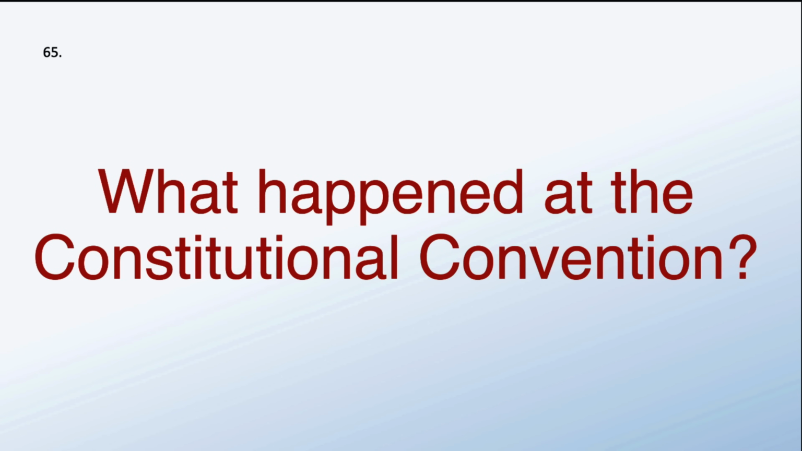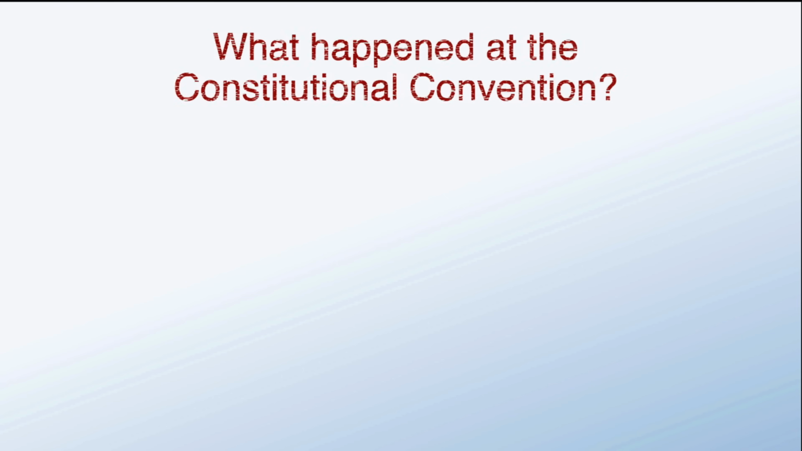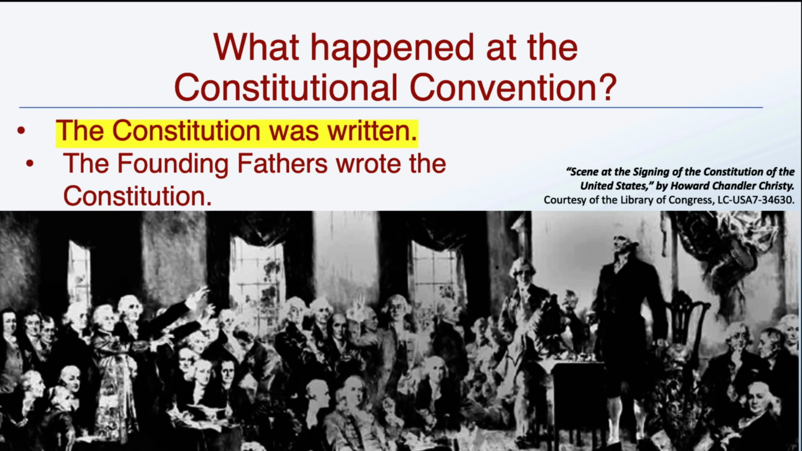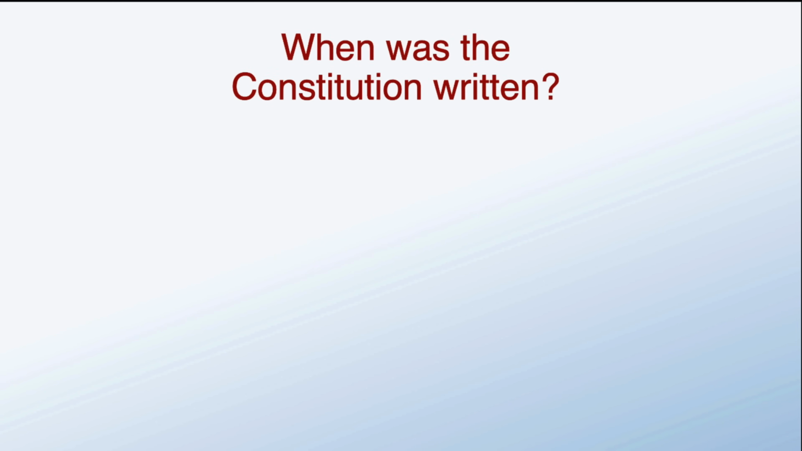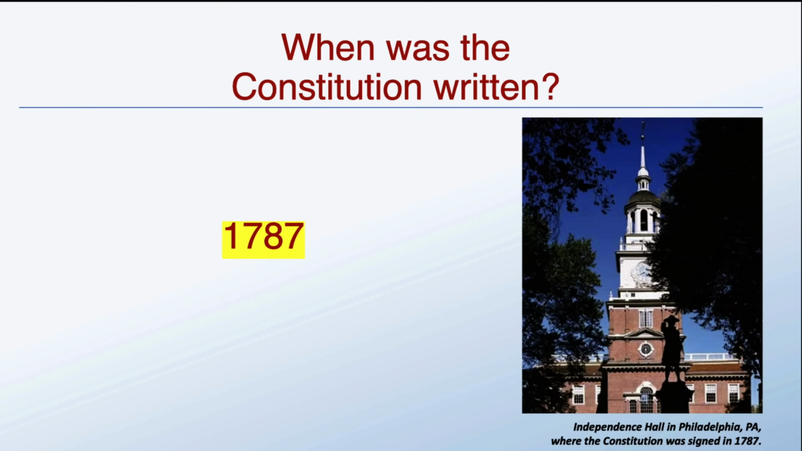What happened at the Constitutional Convention? The Constitution was written. When was the Constitution written? In 1787. The Constitution was written in 1787.